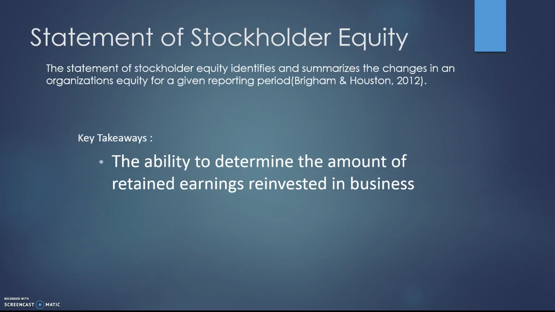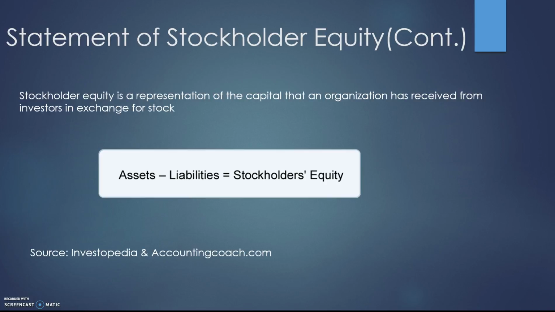The fourth and final financial document we will look at is the statement of stockholder equity. The statement of stockholder equity identifies and summarizes the changes in an organization's equity for a given reporting period. One of the key takeaways of interpreting a stockholder equity report is the ability to determine the amount of retained earnings reinvested in the business. Stockholder equity is a representation of the capital that an organization has received from investors in exchange for stock. When looking at all of the different components, if we take total assets and subtract total liabilities, we should have stockholder equity.